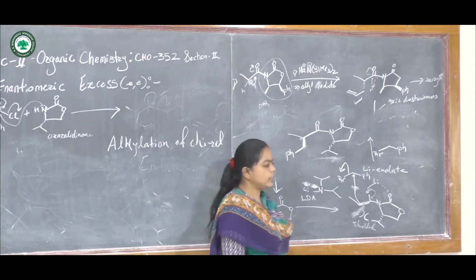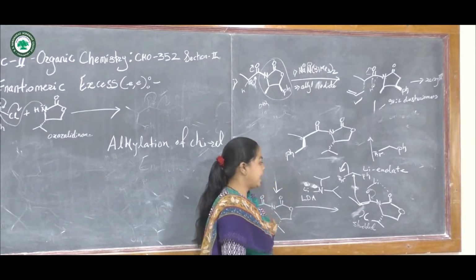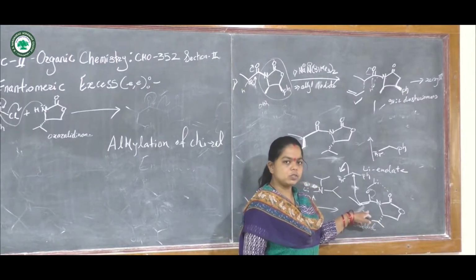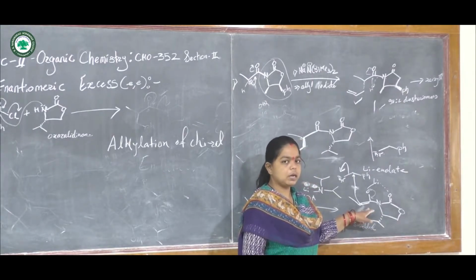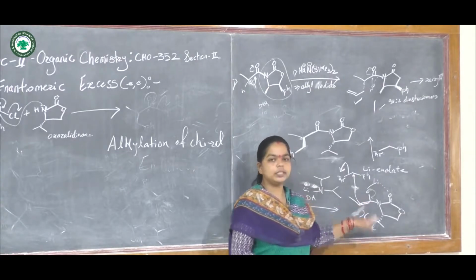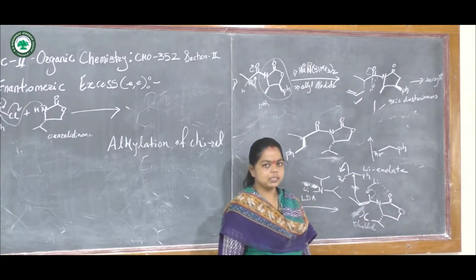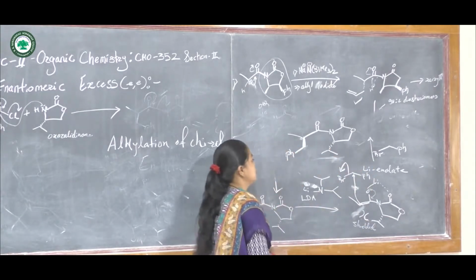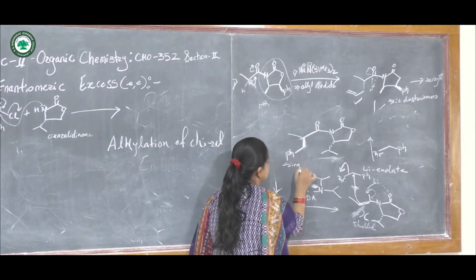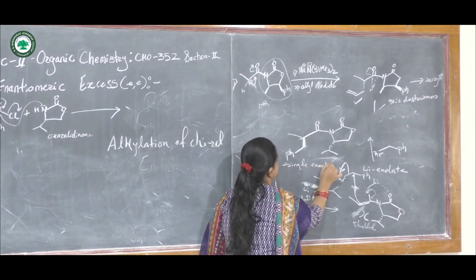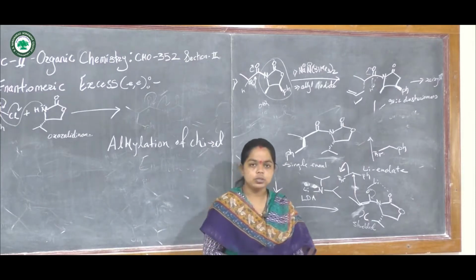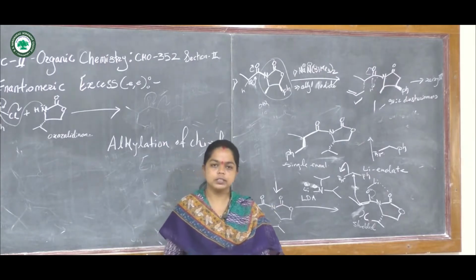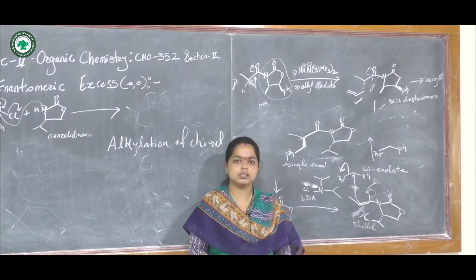Generally we know that enolates are not chiral, but with the attachment of the chiral auxiliary and the generation of the enolate by a strong base like LDA, it becomes a chiral enolate. And this chiral enolate has its double bond accessible from one side only, that is the front face. So we get a single enantiomer. This single enantiomer is obtained, so this becomes a highly enantioselective reaction. So this alkylation reaction can also be carried out in an enantioselective or asymmetric manner.